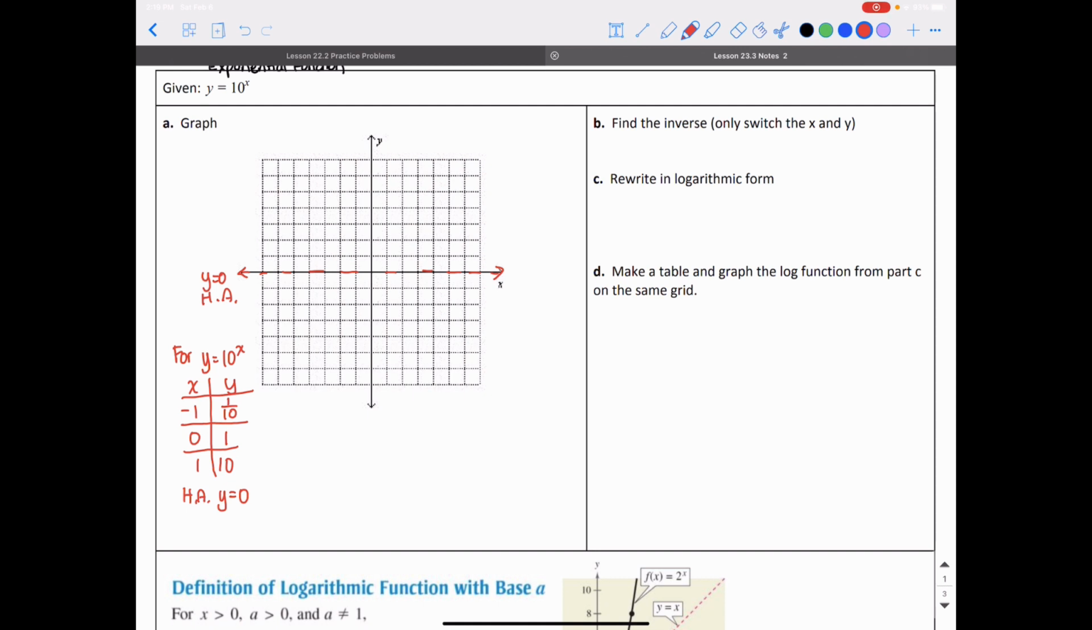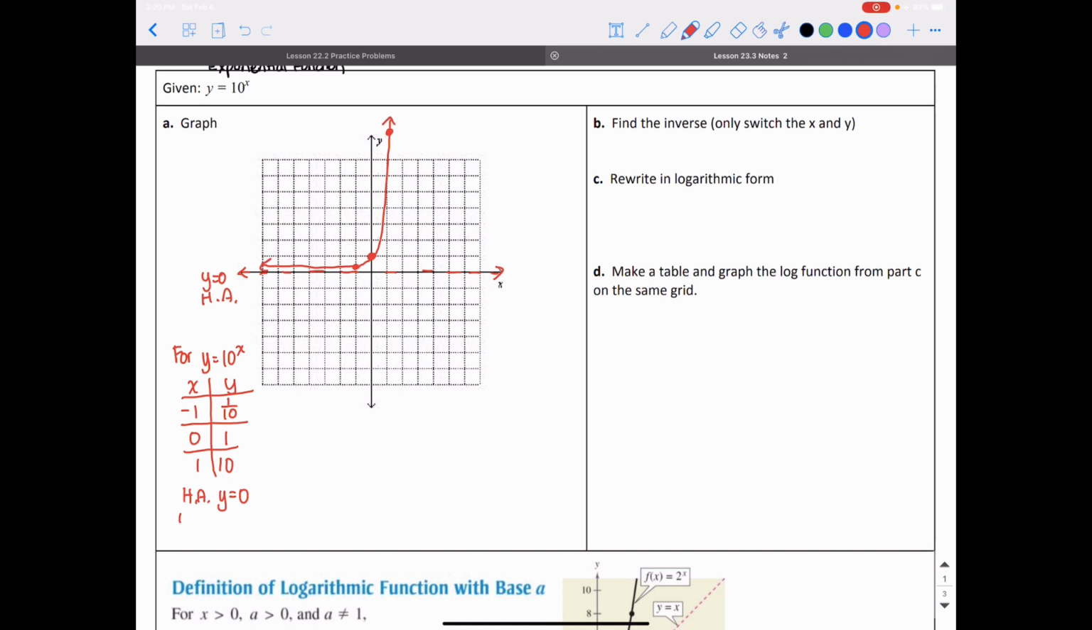From there, I want to plot my points. So I have -1 and 1/10, and I have 0 and 1, and I have 1 and 10. I'm going to connect these, making sure that I don't touch that horizontal asymptote. And this is my graph.